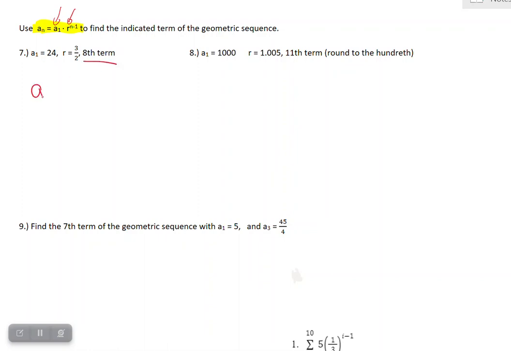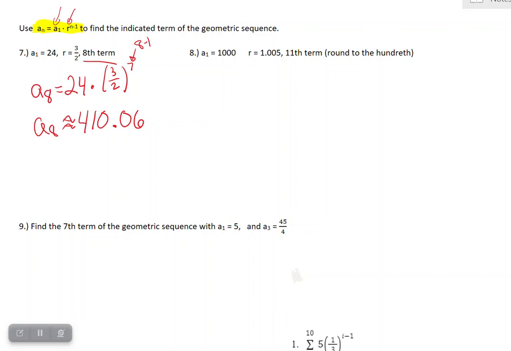So we want to find the 8th term. So a sub 1 is 24. The ratio is 3/2. And again, I'm going to go n minus 1, that's 7. So 8 minus 1. Again, pause the video. Put it in your calculator, you're going to get 410.06. Double check that if you didn't get a chance on your calculator. We're just going to round to the nearest hundredth for these.